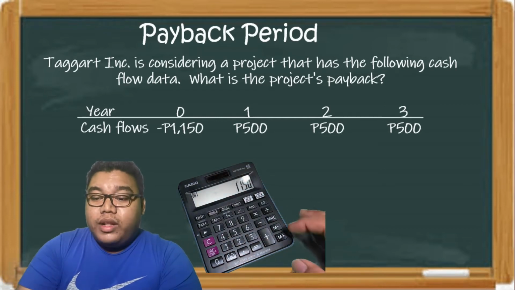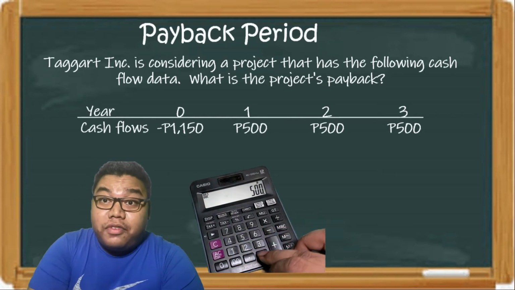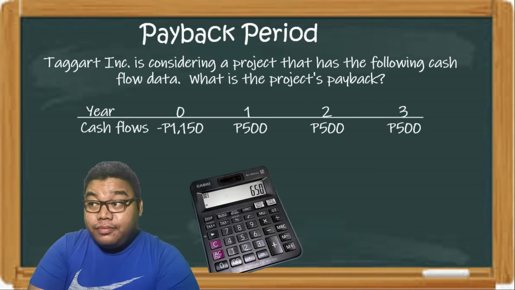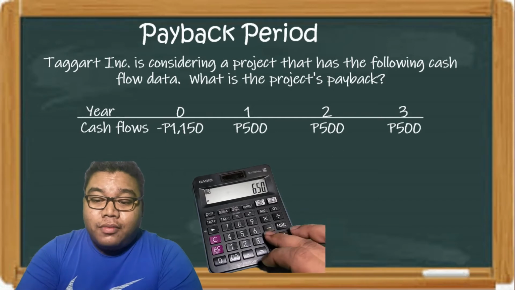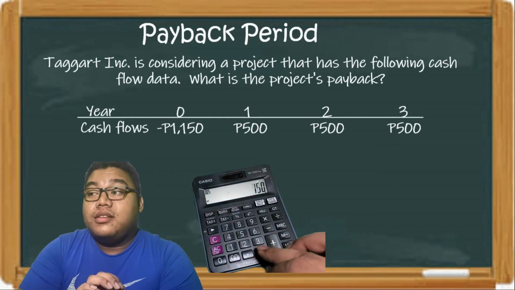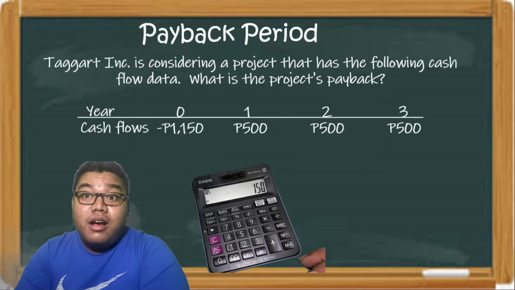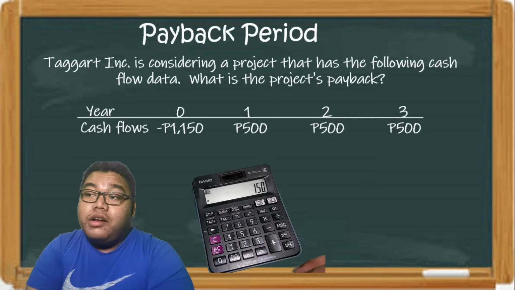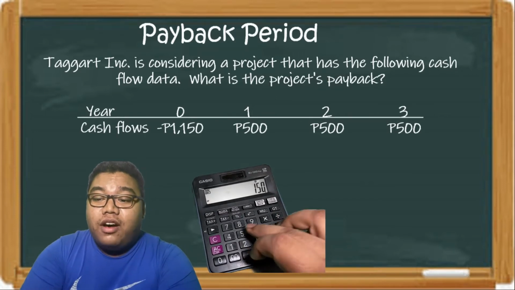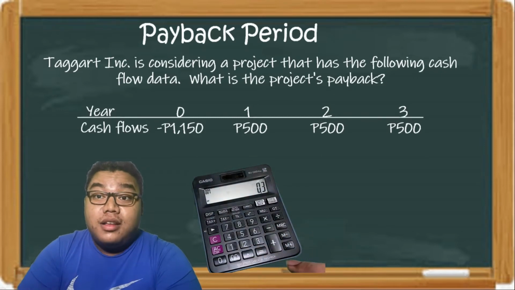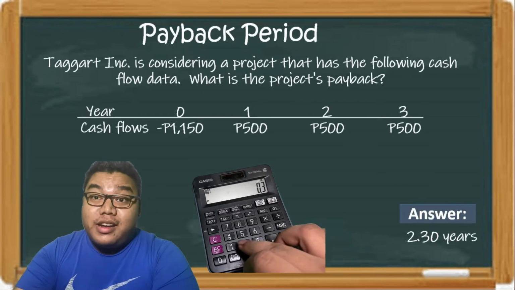1,150. We deduct 500 for the first year. So we have not yet recovered the investment. We have 650. For the second year, we also have 500, so minus 500 as well. So we still have 150. For the third year, we will have this 150 divided by the cash inflows for the third year, which is 500. Now we have 0.3. So the answer here would be 2.3 years.